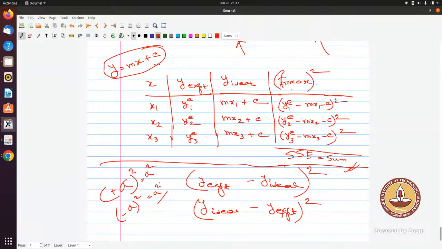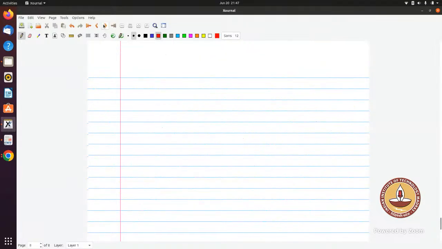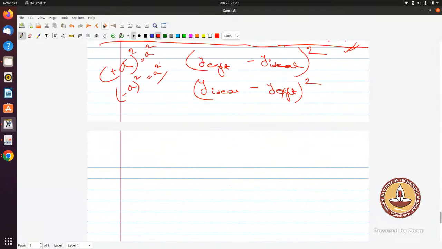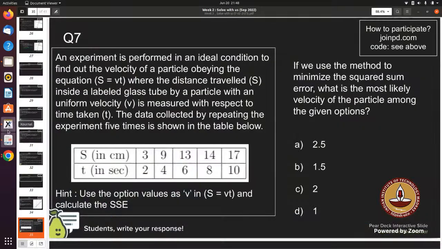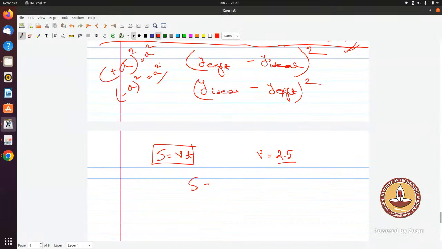Right, so what do we have to do? Yi minus m xi minus c, the whole square. This formula is for the straight line, right? Now, V, suppose we take the first option. V is 2.5, so our equation will be 5 by 2 t. 2.5 means 5 by 2. So this is my equation of the straight line.